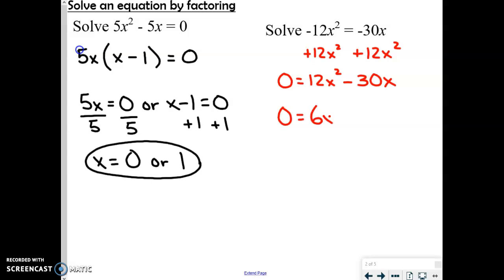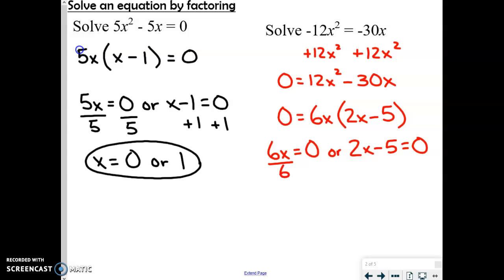So that would leave us with 0 is equal to 6x times the quantity 2x minus 5. Now that we factored it completely, we set our factors equal to 0 once again. So we'd have 6x equals 0 or 2x minus 5 equals 0. And for the first one here, again, we simply divide both sides by 6, which would leave us with x is equal to 0. Or in our second one, we'd add 5 to both sides, which would give us 2x is equal to 5.